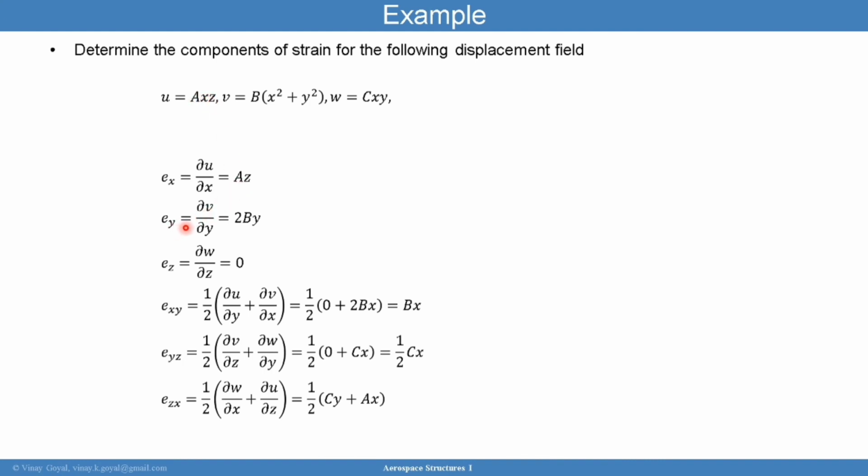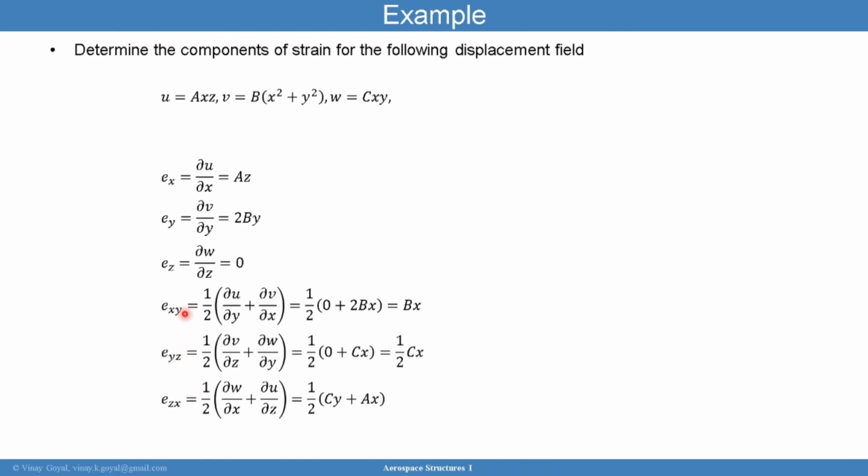The epsilon y is the derivative of v with respect to y. So u is the deflection in the x direction. V is the deflection in the y direction. And W is the deflection in the z direction. So for this one, you get 2by. And here you get 0 because there's no z. So the derivative of W with respect to z is 0. And you can calculate the rest of them fairly easily.